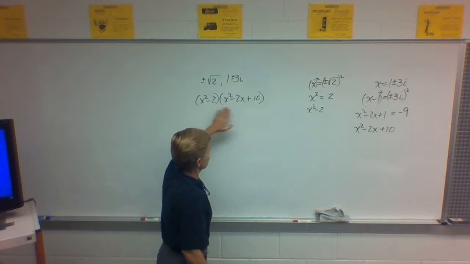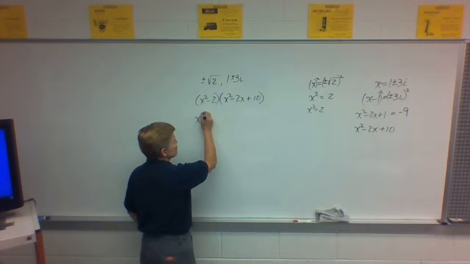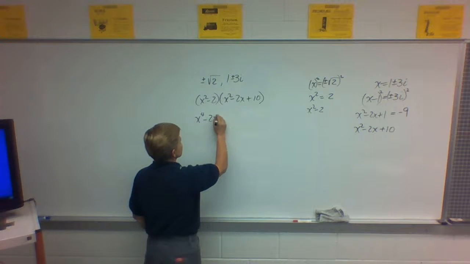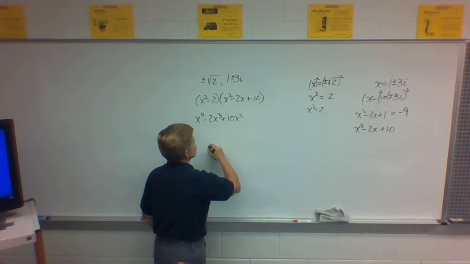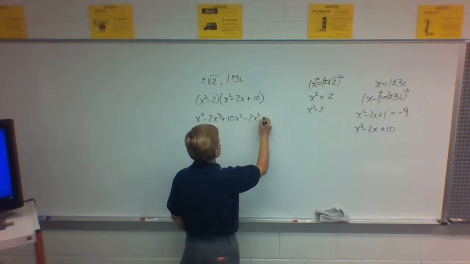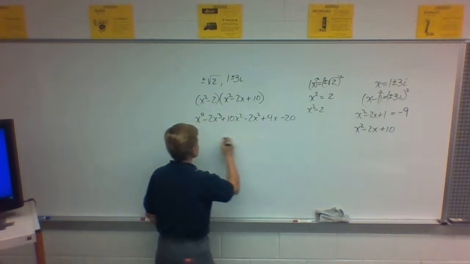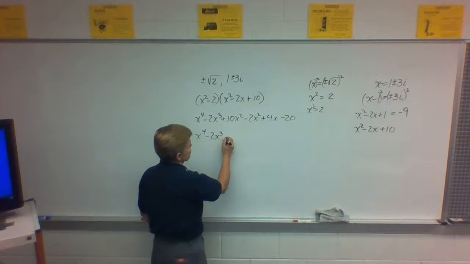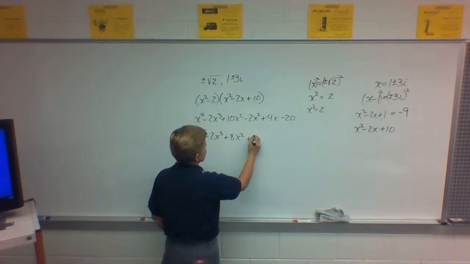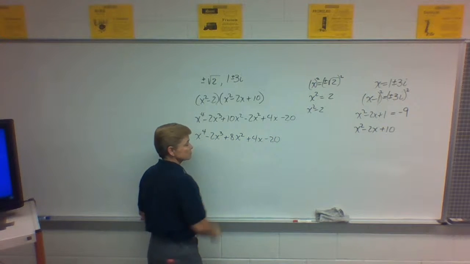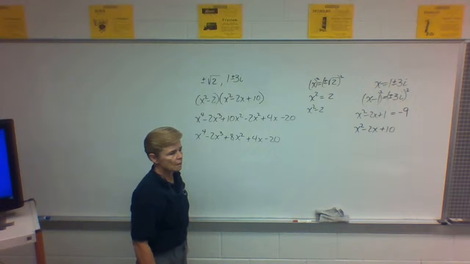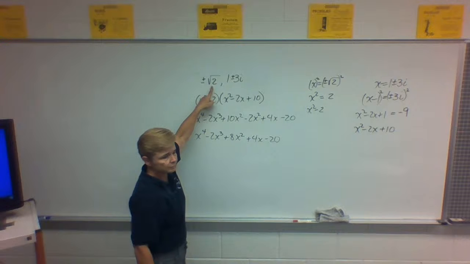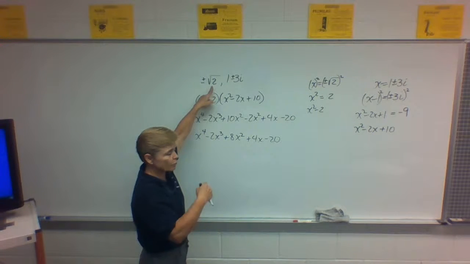And our task now is to FOIL them together. Here comes your x to the 4th. 4th-degree polynomial, yeah? Minus 2x cubed plus 10x squared. Then we distribute the -2. -2x squared plus 4x minus 20. X to the 4th minus 2x cubed plus 8x squared plus 4x minus 20. 4th-degree polynomial, because there were 4 solutions. This graph will cross the x-axis twice. At a little after 1 and a little before -1.